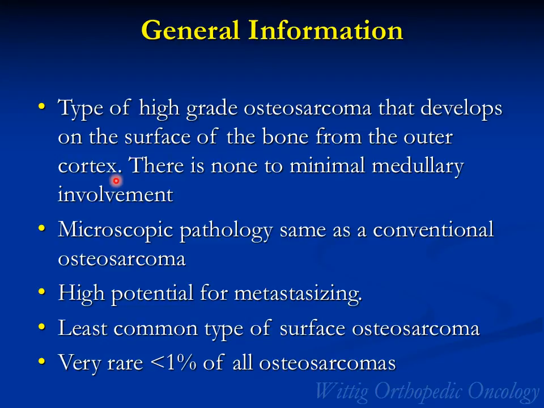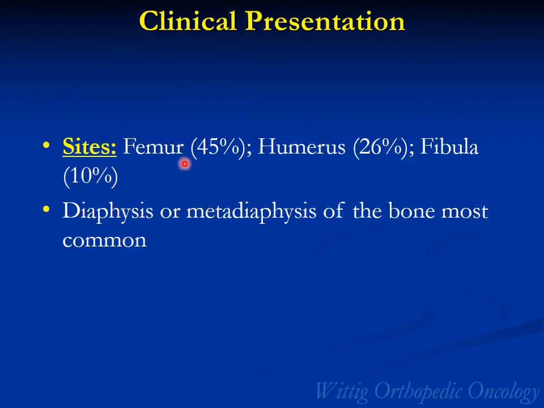There is no to minimal medullary involvement. Microscopic pathology is the same as a conventional osteosarcoma. It has a high potential for metastasizing. It's the least common type of surface osteosarcoma, and it's very rare. It constitutes less than 1% of all osteosarcomas. The femur is the most common site, followed by the humerus and the fibula. The diaphysis or the metadiaphysis of the bone is the most common site of origin.